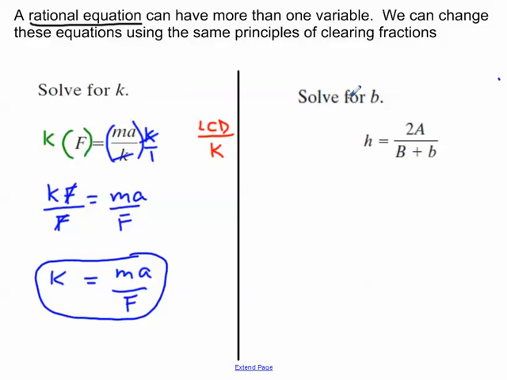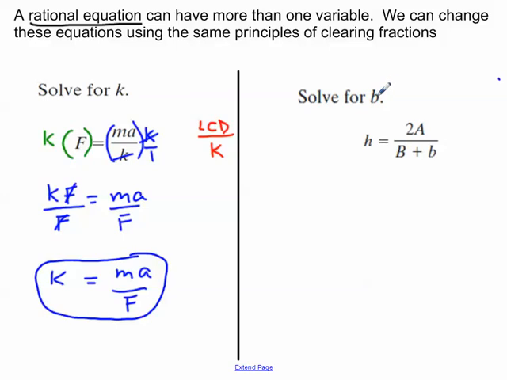All right. Second situation is, I'm going to solve for b. I want to solve this for small b, and keep in mind that big B is different from small b. I don't know what this would be. H equals 2a over B plus b. I really don't even know what this might be. But, sorry, no pun intended.